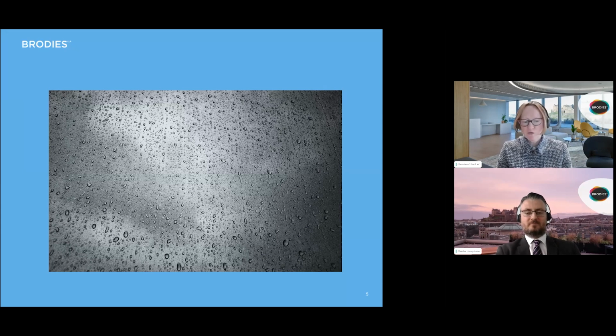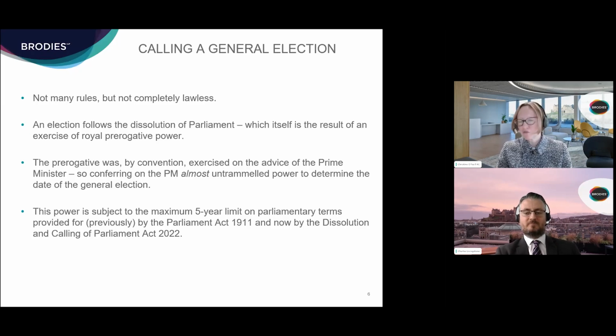Beyond that, there aren't actually very many rules in the UK Constitution, but it's not a totally lawless process. As you will know, an election follows the dissolution of Parliament, and the dissolution of Parliament is something that happens in the British Constitution by way of the exercise of the royal prerogative. So it's effectively the King who formally dissolves Parliament.